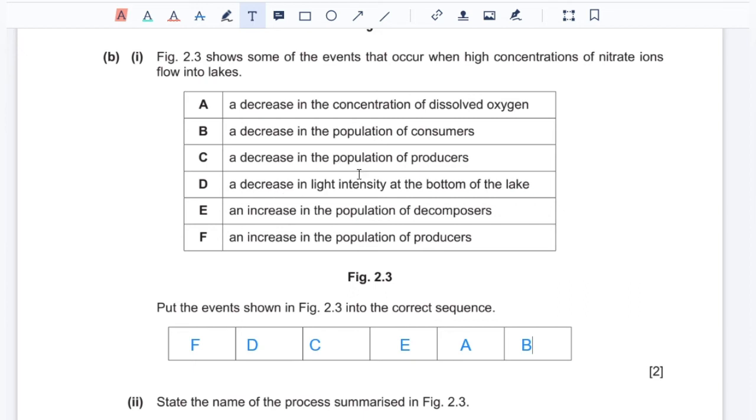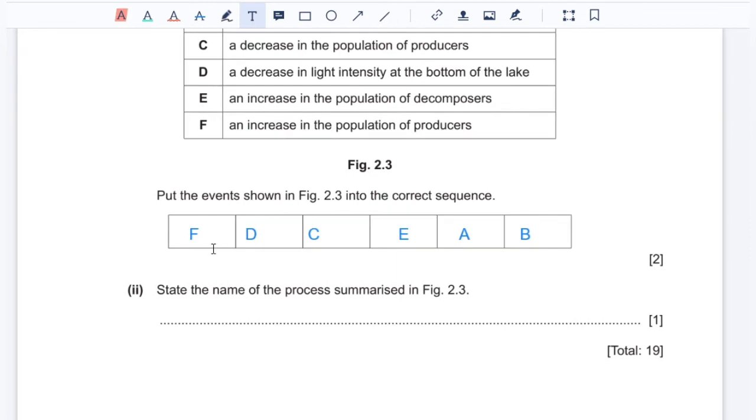using the dead producers, and as they'll use up the oxygen dissolved in the water, it will cause a decrease in the concentration of dissolved oxygen, and as a result of this, a decrease in the population of consumers occurs as the consumers are not able to get enough oxygen for aerobic respiration, and so they'll die. To state the name of the process summarized in figure 2.3, this is eutrophication.